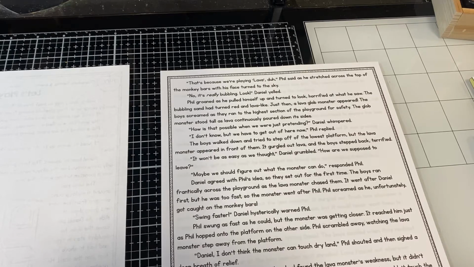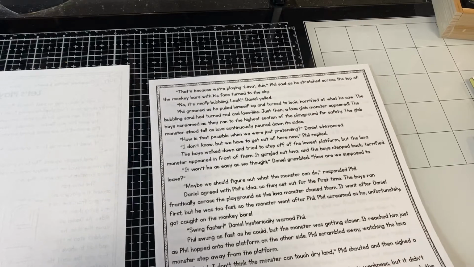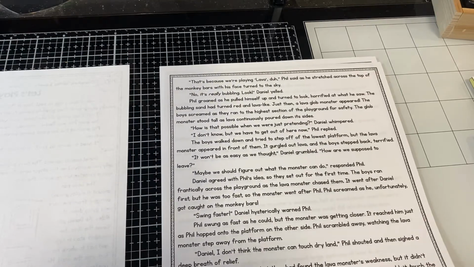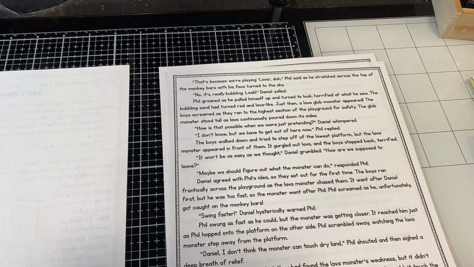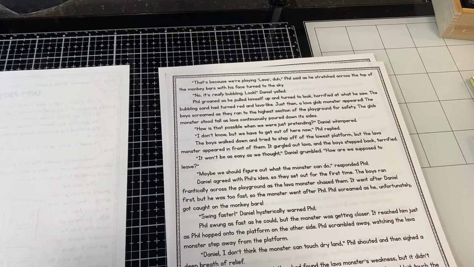Phil screamed as he, unfortunately, got caught on the monkey bars. "Swing faster!" Daniel hysterically warned Phil. Phil swung as fast as he could, but the monster was getting closer. It reached him just as Phil hopped onto the platform on the other side. Phil scrambled away, watching the lava monster step away from the platform.